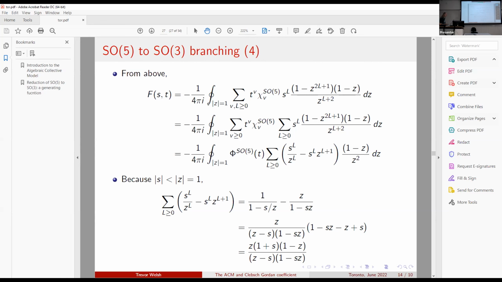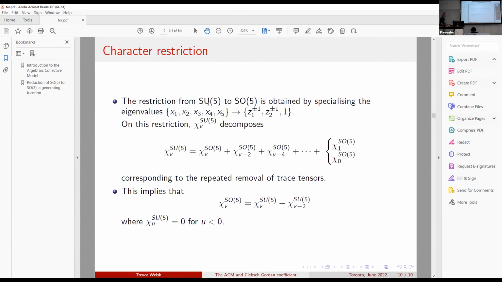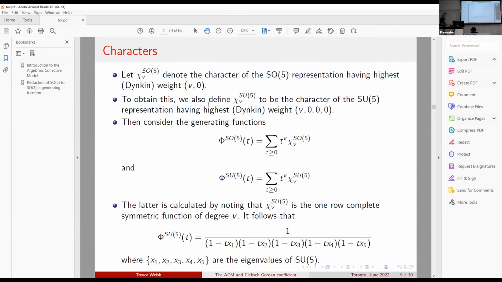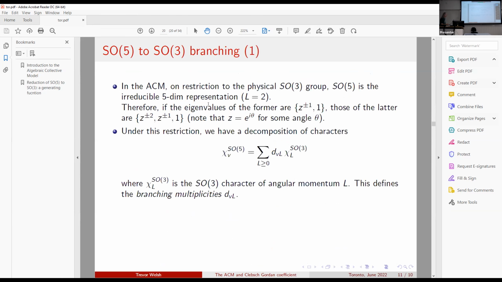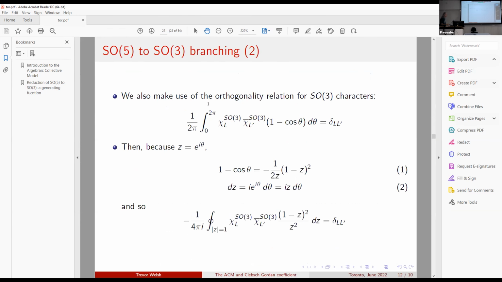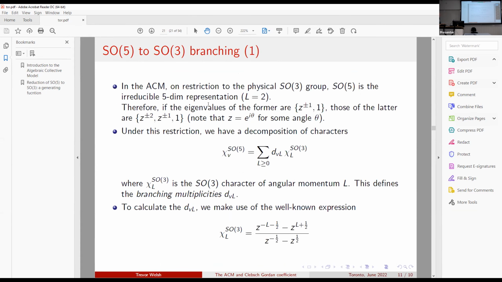So I can substitute that in. This is the one we derived before. If I just go back, where did I derive it? I have a feeling I've left a page out.